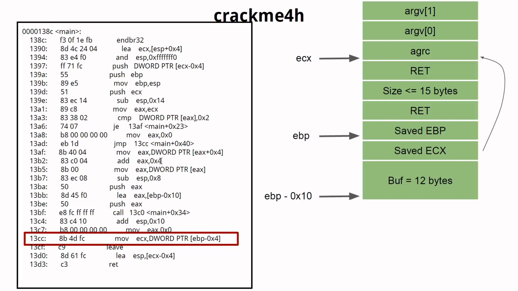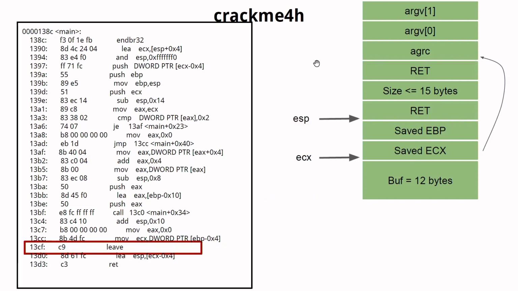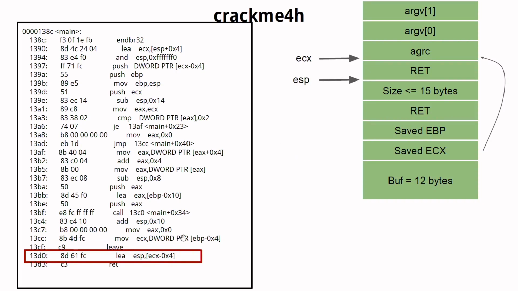Then at the end of the function, this is also a new instruction compared to the regular one. We first restore what EBP minus 4 is. We restore this to ECX. Then there is a leave instruction. Leave is basically 2 instructions: move ESP to EBP, then pop EBP. After that, we will move ESP to where ECX points to. Then we have the return instruction.